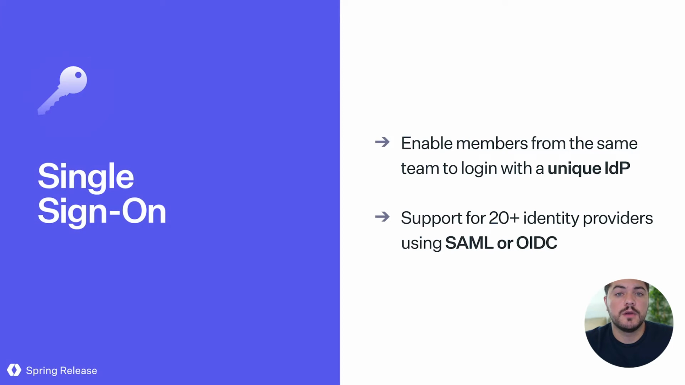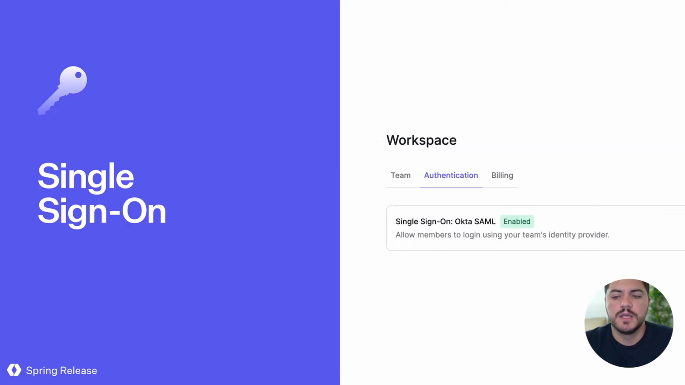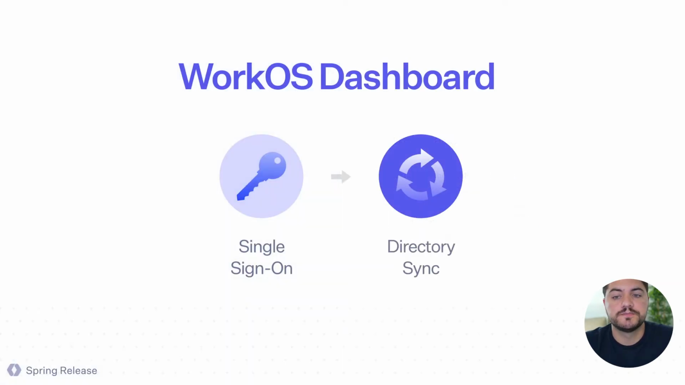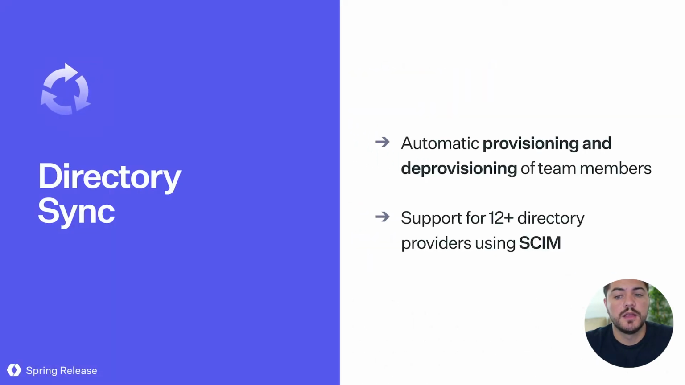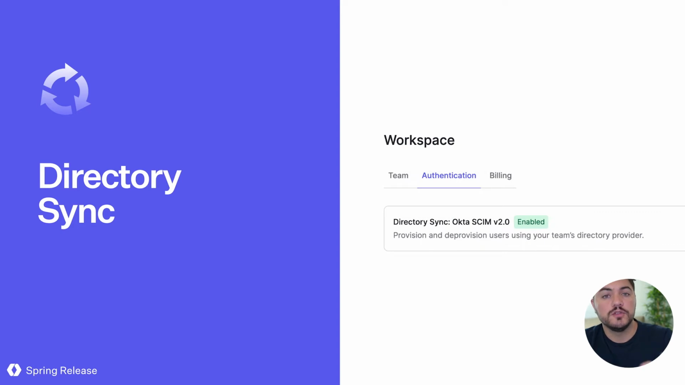So for single sign-on, we want to enable members to log in with a single identity provider, and there are more than 20 different integrations, not only with SAML, but also with OpenID Connect. This is how you enable it. You go to Workspace and you would see this option there to enable it. And same thing for DirectorySync. We have a way for you to automatically provision and deprovision users, and we support more than 12 different directory providers powered by SCIM, but also other HRIS APIs too. So to do that, you go to Workspace, same place, and you enable DirectorySync there.